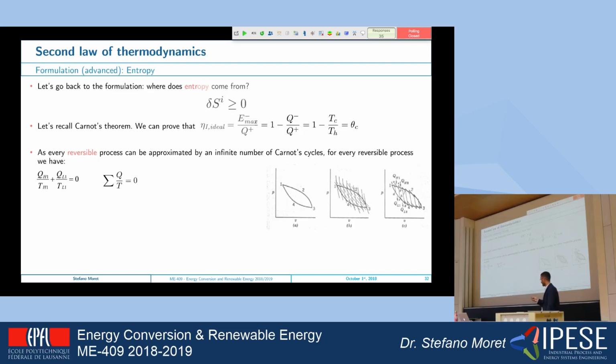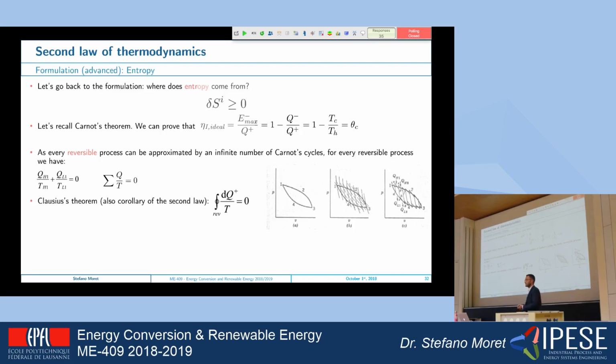And for each of these small Carnot cycles that I put here, the sum of the heat divided by the temperature for the hot source and the cold source is equal to 0. So if we extend this formulation, if we go to an infinite number of cycles and we do the integral, then we have the theorem of Clausius.